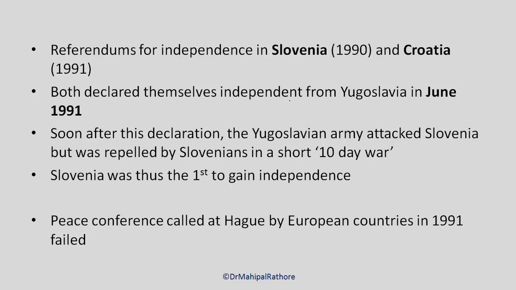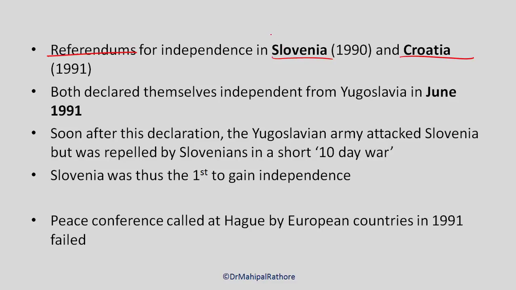Coming back to our story. Referendums for independence in Slovenia and Croatia. As I told you, there was the breakdown in that 14th Congress. The Slovenian and Croatian delegations had walked out and they were having some troubles regarding economic policies. So Slovenian people asked for a referendum. What is a referendum? People voting for independence. People of Slovenia were asked, do you want to remain in Yugoslavia or do you want to break away and form an independent country? So this referendum happened for the first time.